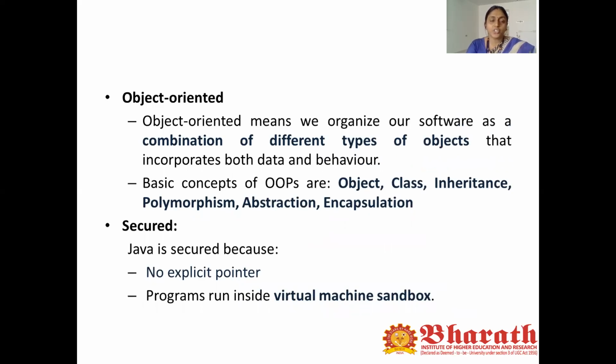And the next feature in Java is the object-oriented feature. Like we already saw some of the concepts in object-oriented programming, all the concepts will be applicable in Java except a few. The object-oriented concepts supported here are object, class, inheritance, polymorphism, abstraction, encapsulation, message passing, etc.